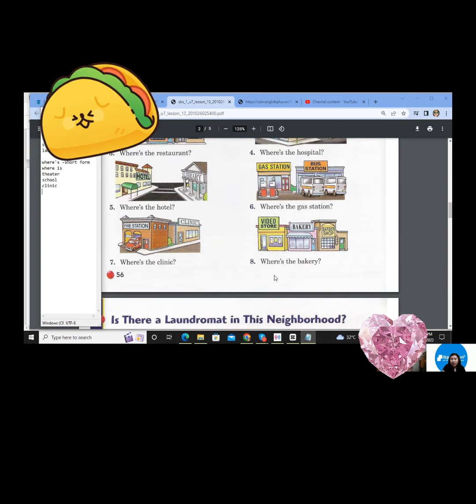Okay, so here, number 8. Where's the bakery? Here we have the video store, the bakery, and the barber shop. So the question is, where's the bakery? The bakery is between the video store and the barber shop. Very good.